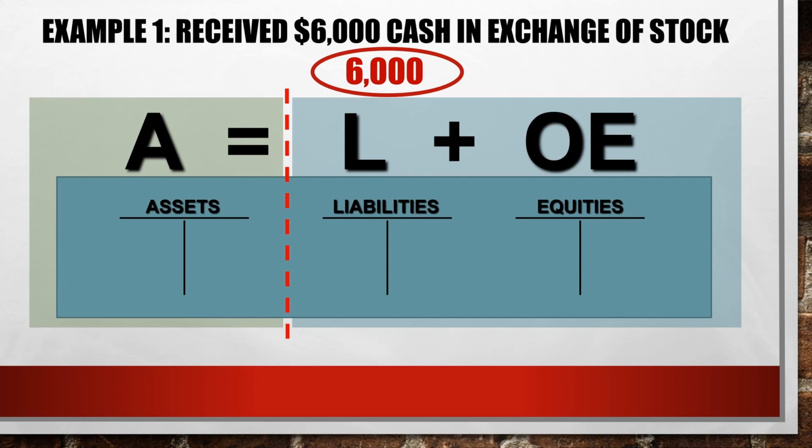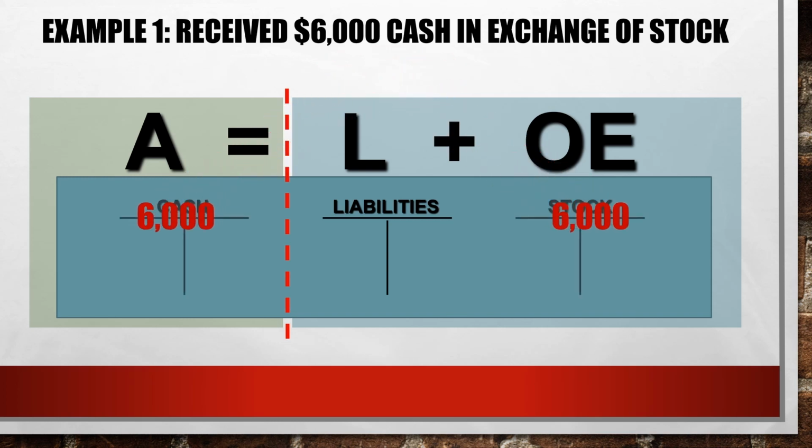In the first example, we deposit $6,000 in a bank account in the name of our corporation in return for shares of stock in the corporation. Cash is an asset account and capital stock is an owner's equity account. Let's look at how this transaction is posted to the ledger accounts. Cash is an asset account and is increased by debit. Capital stock is an owner's equity account and is increased by credit.